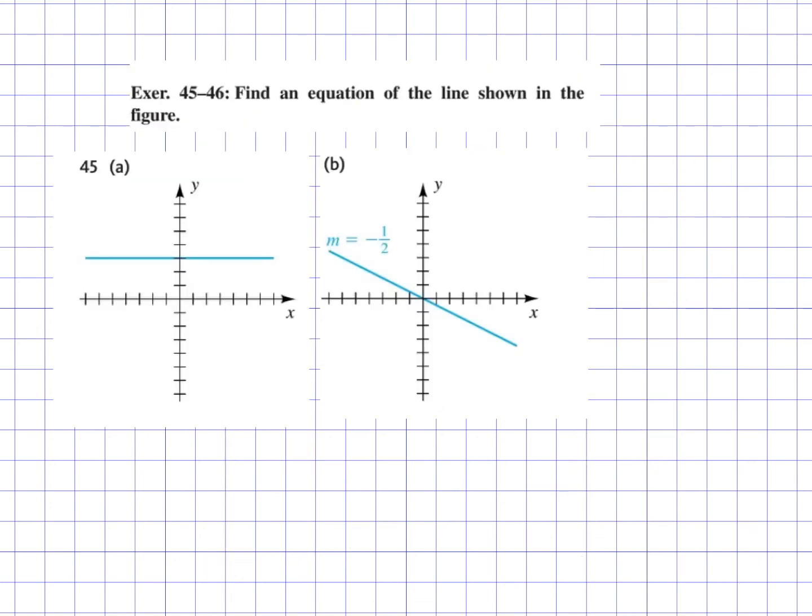All right, so for part A, we have a horizontal line, and it goes through the y-axis. So this is going to be y equals wherever it crosses the y-axis, 1, 2, 3. That's the equation of that line. This one goes through the origin, so b is going to be 0, and we already have our slope, so y equals negative 1/2 x plus 0. Okay, let's do C and D.